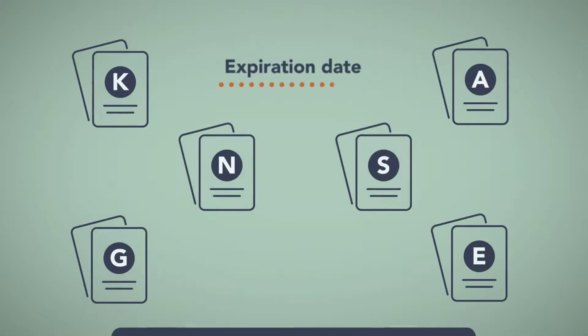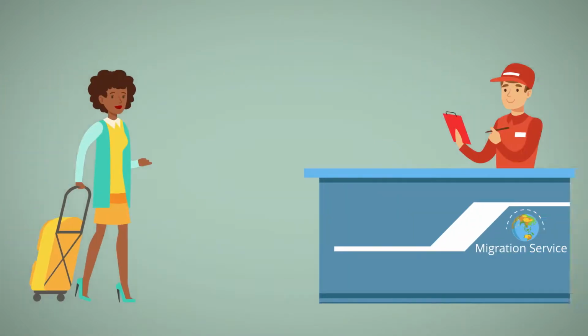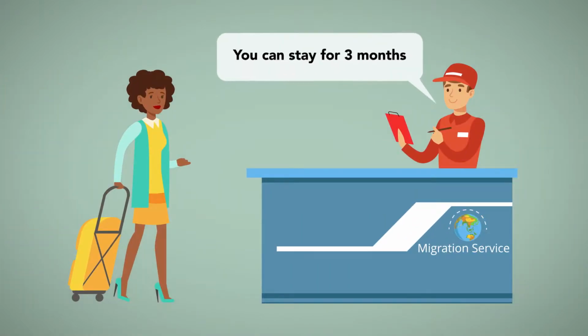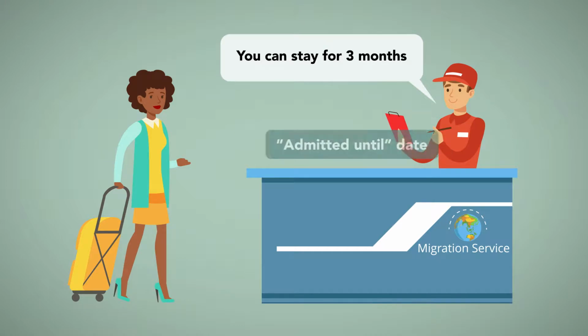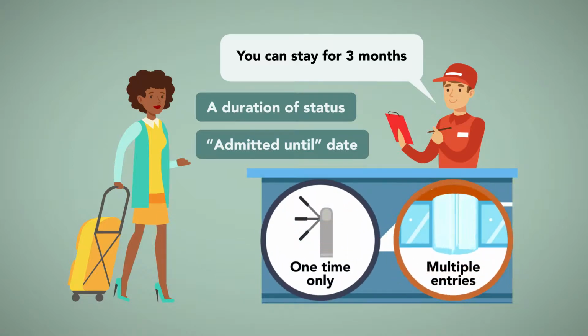Although non-immigrant visas carry expiration dates, that does not necessarily fix the time the traveler may remain in the United States. At the time of a traveler's entry into the United States, a Customs and Border Protection officer will decide how long she can remain in the country and will provide either an admitted until date or a duration of status. Depending on the visa, entry can be permitted on a one-time only basis or for multiple entries.